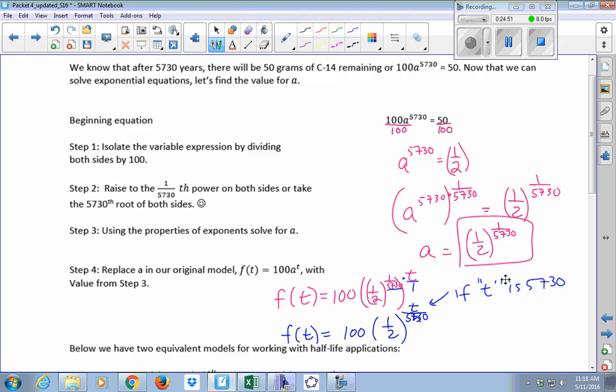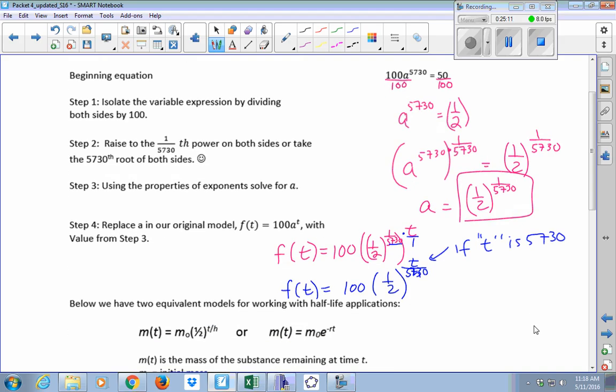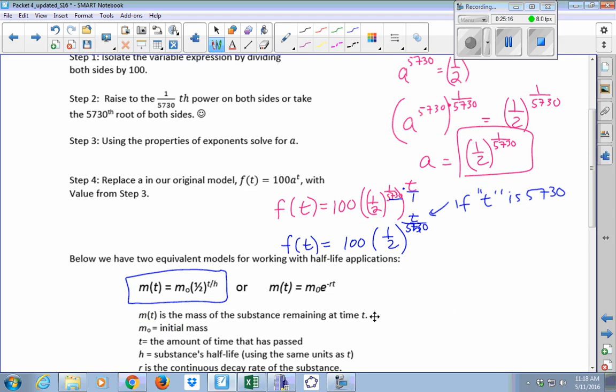Remember, the denominator is grouping your years by 5,730. You're trying to figure out how many half-lives have gone by. So if t is the same as the half-life, then this is 100 times a half to the first power, which is 50. So this makes sense. So in general, this would be the half-life formula we just derived from that simple example.